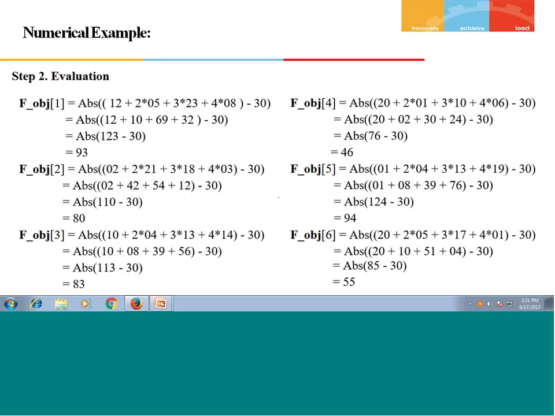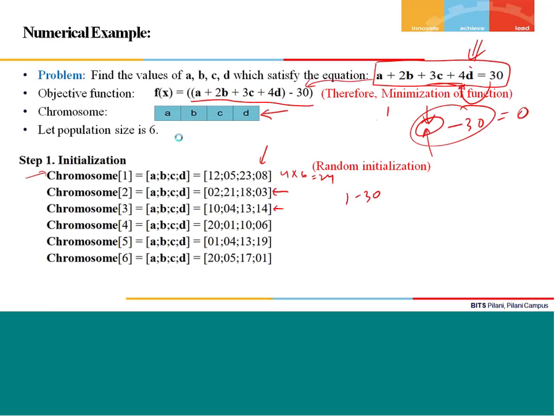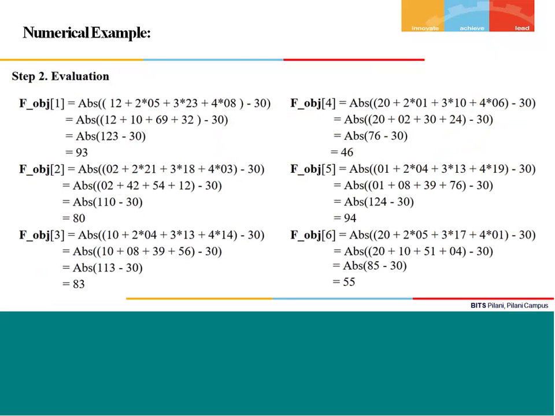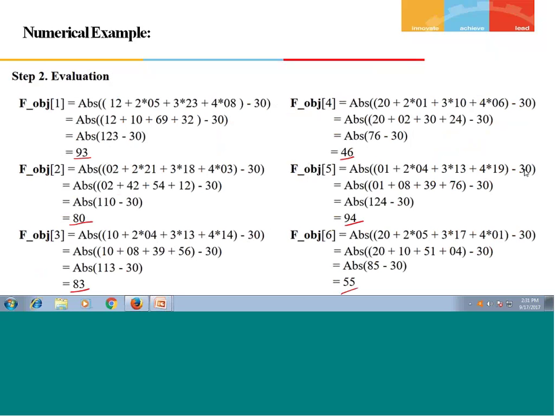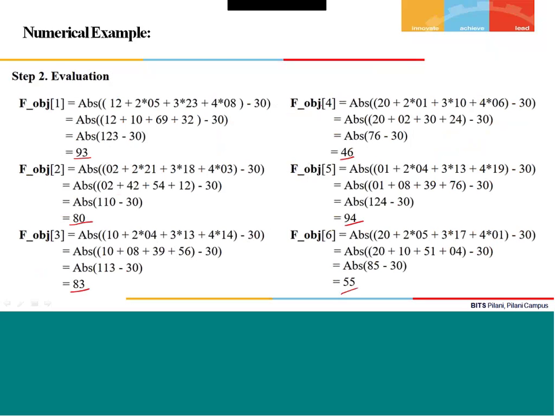So now I just feed all these 24 random values into my function, right? This is my function: a plus 2b plus 3c plus 4d minus 30. One by one I will evaluate all these six chromosomes, how they are doing. For the first chromosome I got 93, second chromosome 80, third chromosome 83, fourth chromosome 46, then 94 and 55. Likewise, I evaluated all those chromosomes and found these values. Okay, so far no problem, I think.